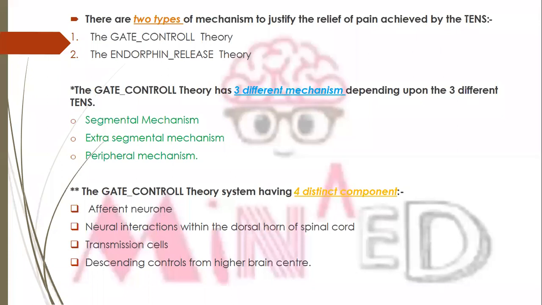The gate control theory system has four distinct components. These are the four components which control the gate control mechanism and elicit the pain: afferent neuron, neural interactions within the dorsal horn of the spinal cord, transmission cells, and descending controls from the higher center of the brain.